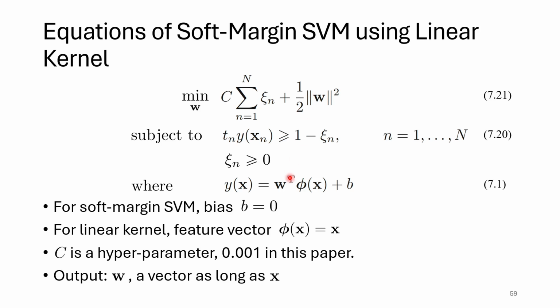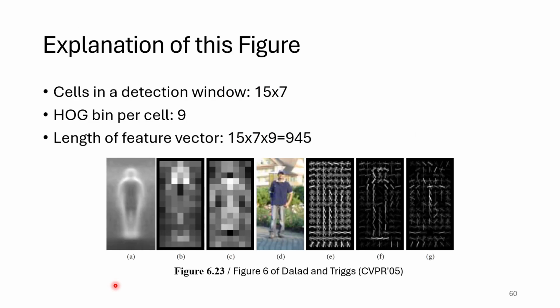So, since this is an optimization problem, we can use a computer to solve it. And once we solve it, we will get what? A vector of weights, W. Okay, so that's what we can explain. So here, this is the input image.